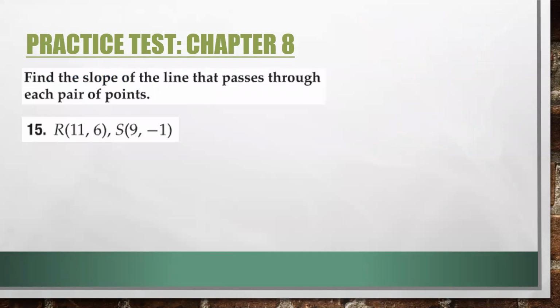So next problem says to find the slope of the line that passes through each pair of points. Okay? So here you need to know your slope formula. So that slope formula is y2 minus y1 over x2 minus x1. That's equal to m, or the slope. Okay? Now, you might be thinking, what's y2, what's y1? That means the y value of the second point, the y value of the first point, and then the x value of the second point, the x value of the first point.